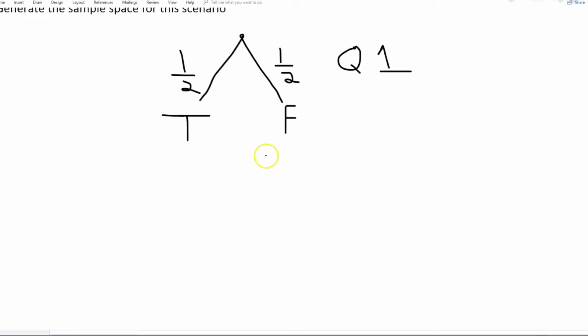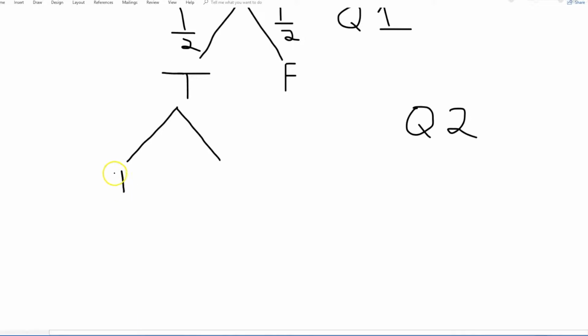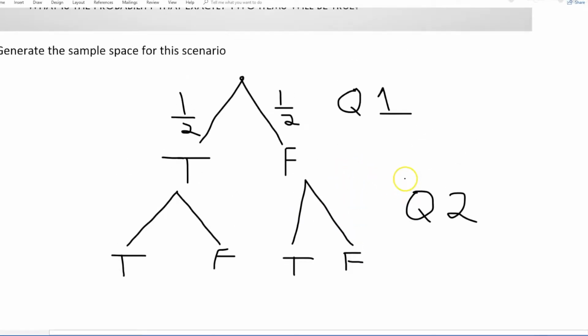Now I go to question 2. So this is where we get different paths. Let's say I took this path on the left here, and my first one just happened to be true. When I choose question 2, I have 2 new possible outcomes, right? So going on the true path, I yet again have 2 possible outcomes of true and false. If I chose the false path, I have 2 possible outcomes of true and false. So what these diagrams are used for is generating every possible outcome.